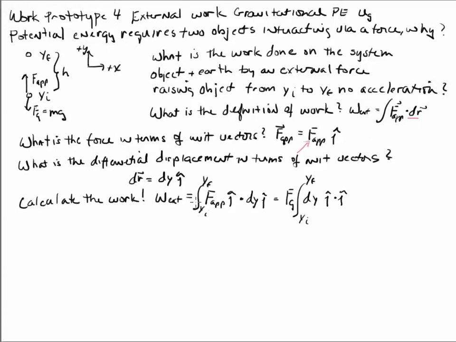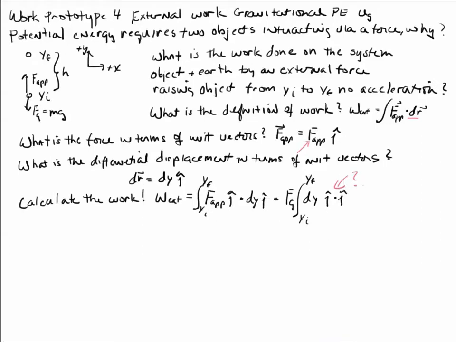Okay, and it's simply going to be the integral from yi to yf, F applied j hat, scalar product dy j hat, equal to, we can pull the F sub g out because it's constant and we're just integrating over dy. And now what is this term here?